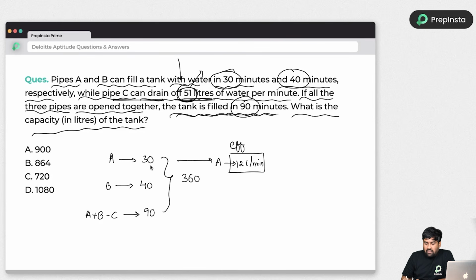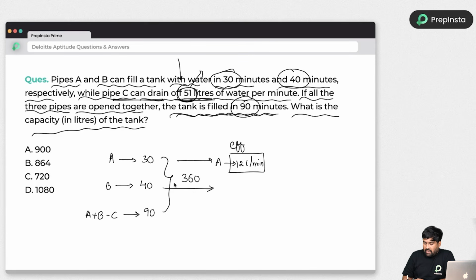Why? Because 360 by 30 means every 1 minute it will fill 12 liters of water into the tank. So this is how you need to be aware of all these words. In this single video I can't explain from scratch to advanced level, but you need to have minimum knowledge. So you know where to learn also. Go through our preference diagram as well.